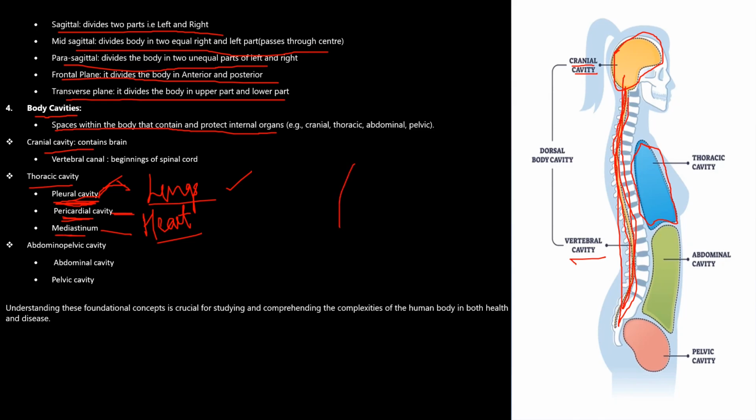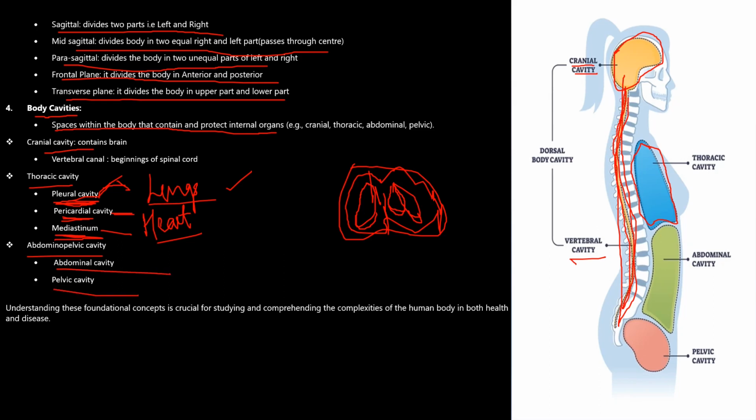Okay, in this thoracic cavity, it is somewhat like this, and here are the lungs, and somewhere in the middle is the heart. So inside this, there is the pleural cavity. Okay, pleural cavity, and this is the pericardial cavity. Now, whatever space is left out, this is the mediastinum. Okay, now next, abdominal cavity and pelvic cavity. Okay, this is the abdominal cavity in which your stomach, intestines, etc. are located, and this is the pelvic cavity.